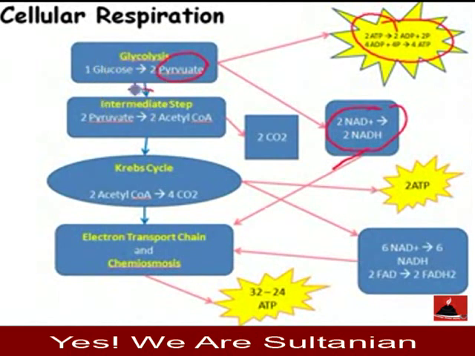Go back to that pyruvate. That pyruvate itself enters the intermediate step. It's converted to acetyl-CoA. In the process, it's giving off a byproduct, a waste product, two molecules of carbon dioxide. These are diffused across the cell membrane of the cells, and that's the last you see of them. That acetyl-CoA enters what we call the Krebs cycle, and for every two acetyl-CoAs, it gives off four molecules of carbon dioxide.